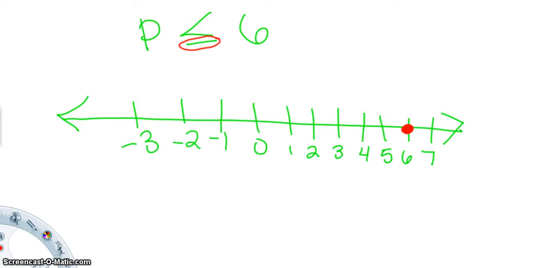Now, which direction should it go? It says p is less than or equal to 6. Notice 6 is greater than or equal to p. So when we're looking at this, we know 6 is going to be the bigger number. So is 5 less than or equal to 6? It is. So we're going to make our line going in this direction. Try hard to make it look nice and dark. And then we're going to fill in the arrowhead to show that it goes on infinitely.